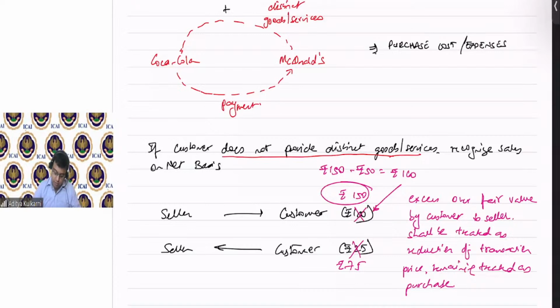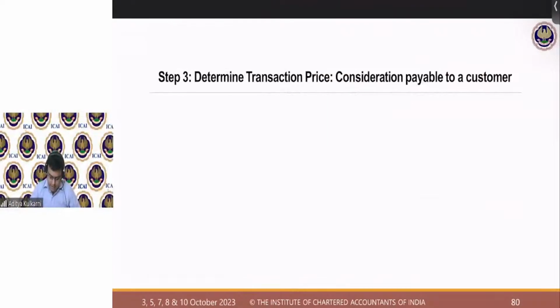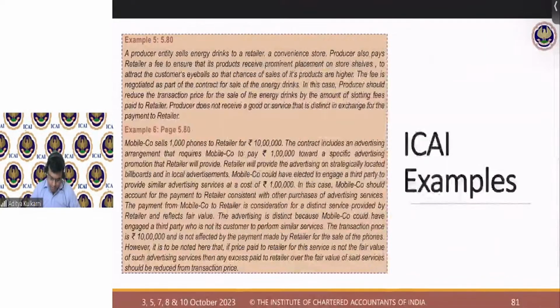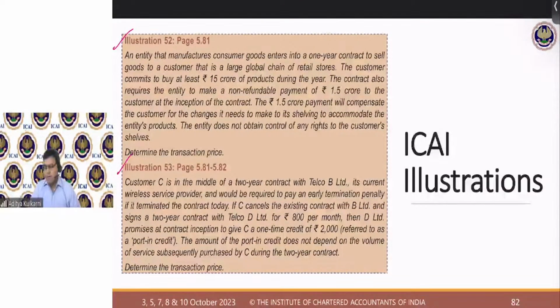So that kind of concludes our discussion on this part, consideration payable to a customer. You can go through these examples. It's exactly what we have discussed. Okay, and you can go through these illustrations also. Principles you remember, illustrations are doable by themselves.